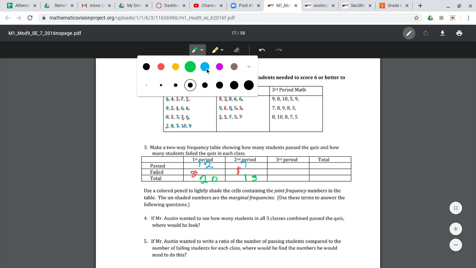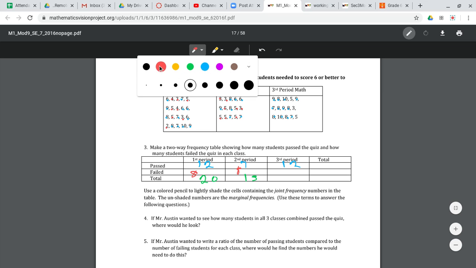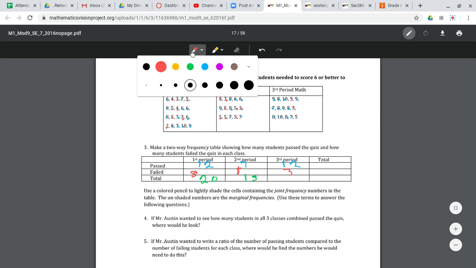All right, on to third period passing. So we've got 1, 2, 3, 4, 5, 6, 7, 8, 9, 10, 11, 12. So we have another 12 that passed third period. Now we need to look at how many failed. So we've got 1, 2, 3. So we only have 3 students who failed. And 12 plus 3 is 15.